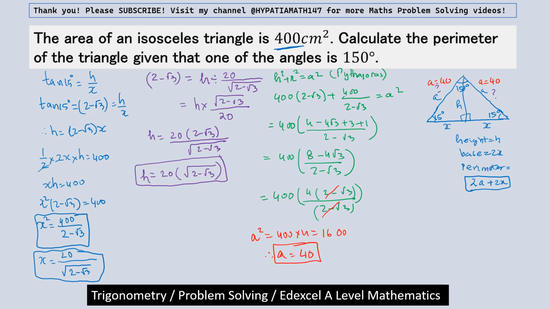So most of it is done now, really. So now I need to add them up. The perimeter is what they've asked for, and the perimeter would be 40 plus 40 plus 2x. So x is here, 2 times 20 out of the square root of 2 minus root 3. So 40 plus 40 is 80. So that equals 80 plus 40 divided by the square root of 2 minus root 3. So now I need my calculator. Okay, I don't know how to do that. If you know, you can do it.